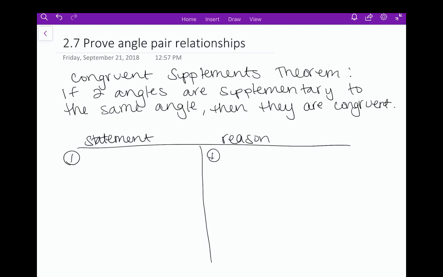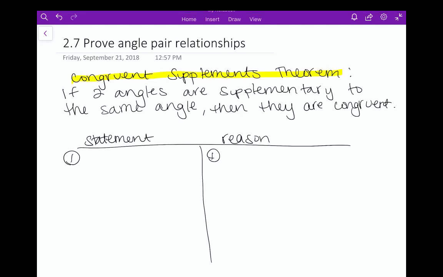This is the video for section 2.7, prove angle pair relationships. We've actually already proven the vertical angle congruence theorem, and so we're going to look at some other things like that and then talk about how to identify properties within a proof. So the congruent supplements theorem says if two angles are supplementary to the same angle, then they are congruent.